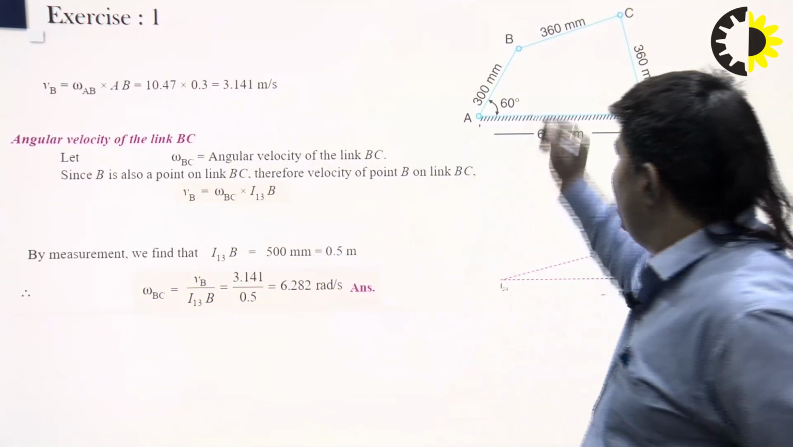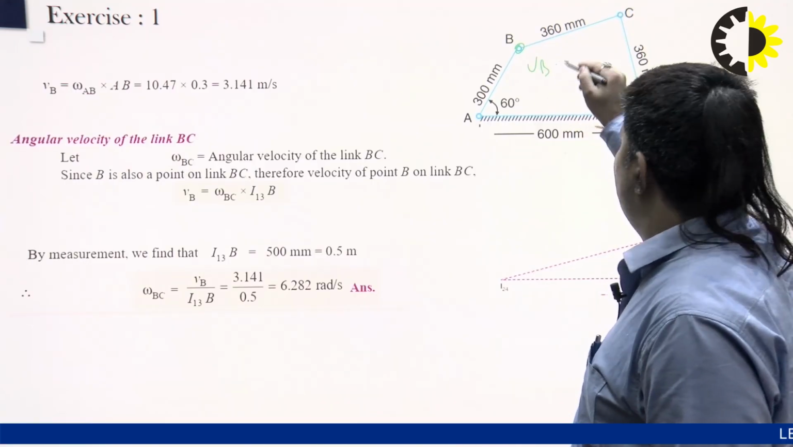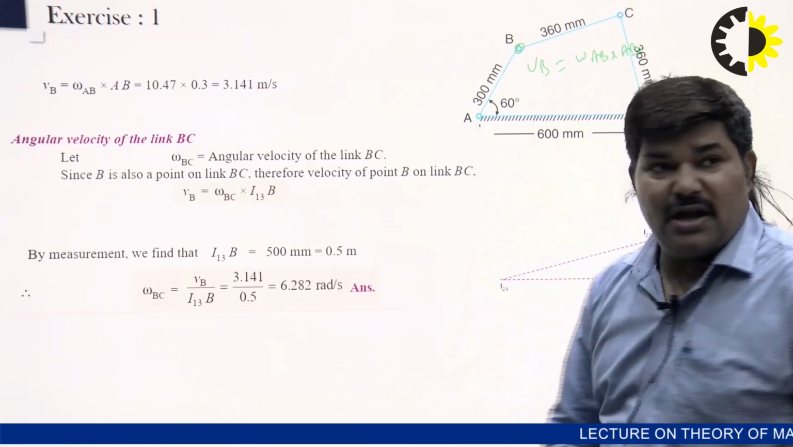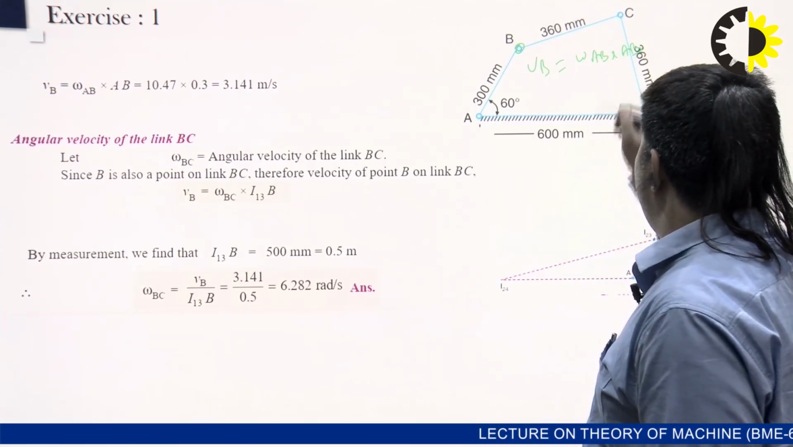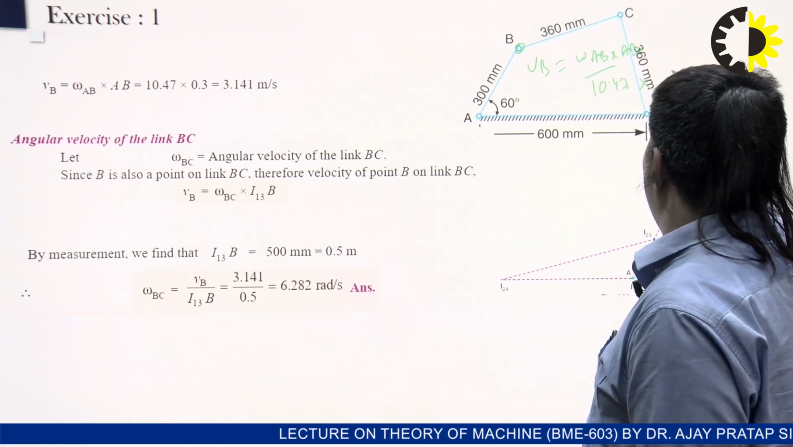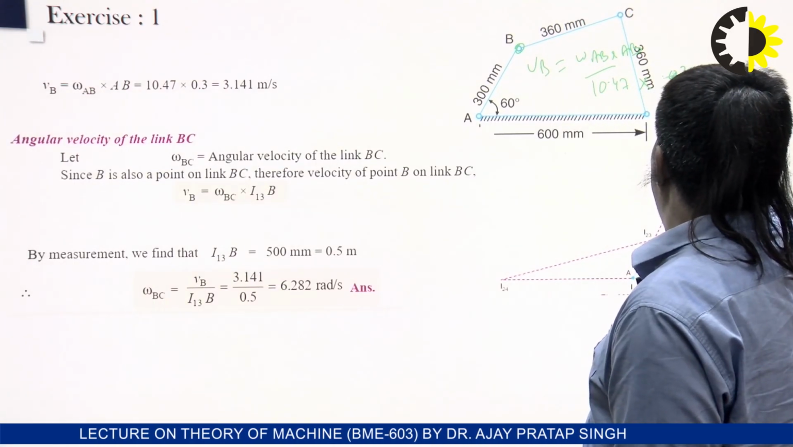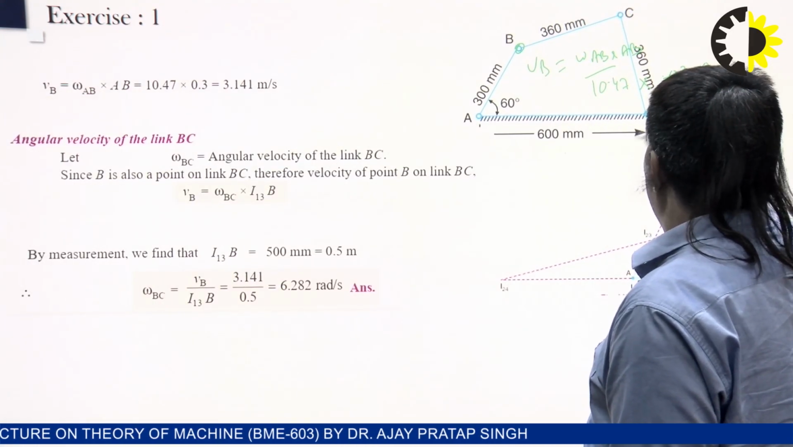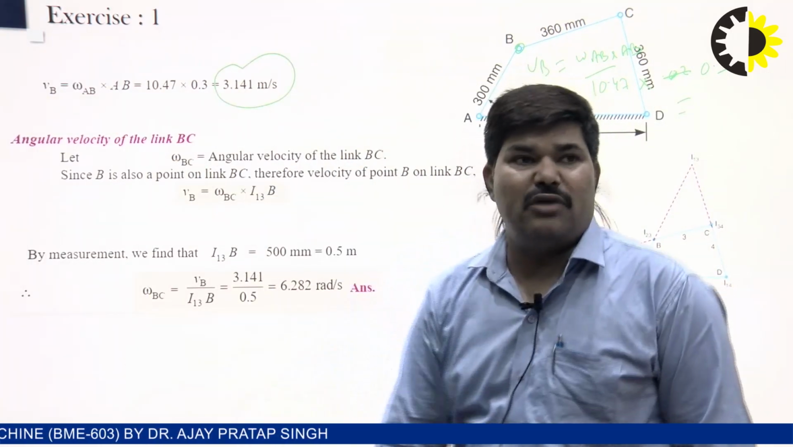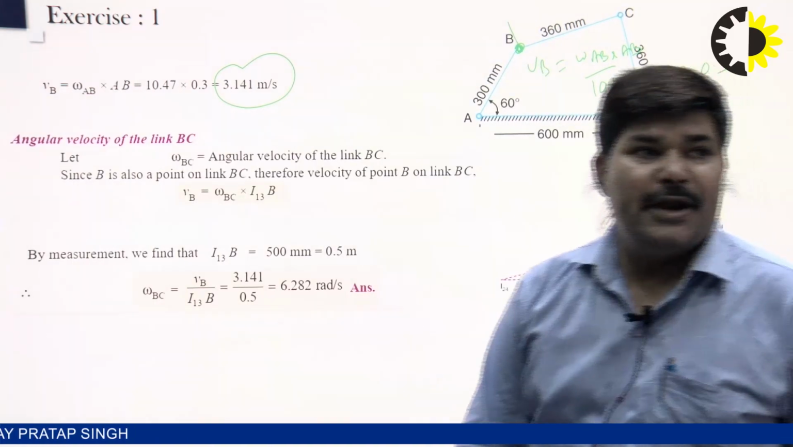You can calculate after that the velocity of point B, which is known: omega AB into the length of AB. We have omega AB from the previous slide, which we found to be 10.47, multiplied by the length, which is 0.3 meter. So the velocity of point B is 3.141 meter per second. So you find the velocity of point B, right?